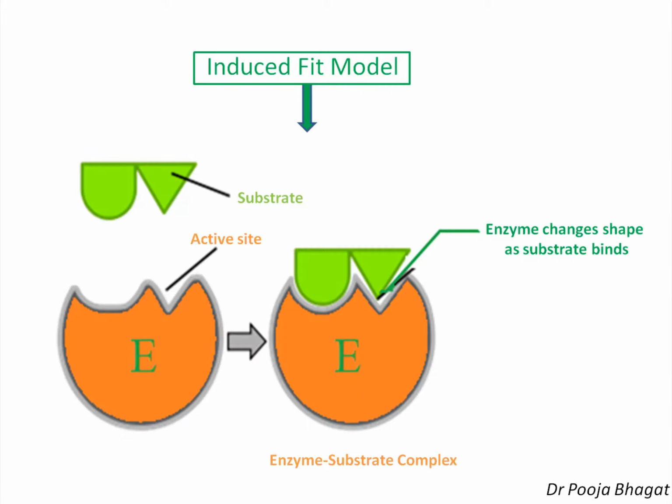Now let's see the example. This is the example for the induced fit model. This is the substrate, this is the enzyme, and this is the active site in the enzyme. It is not rigid, and it is not complementary to the shape of the substrate. But when the substrate binds to it, the enzyme changes shape as the substrate binds.